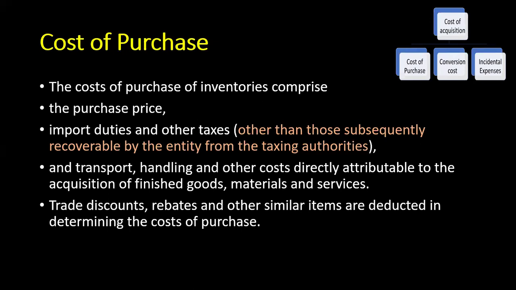The purchase price or the cost of purchase consists of the price that we have agreed to pay to the supplier, the import duties and other taxes. But remember, the taxes other than those that are recoverable. So non-recoverable taxes will be included. Also included are transportation, handling, and other costs directly attributable to the acquisition of finished goods, material, or services. Trade discounts and rebates, if received, should be deducted while computing the cost of purchase.